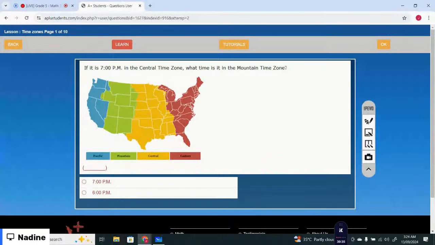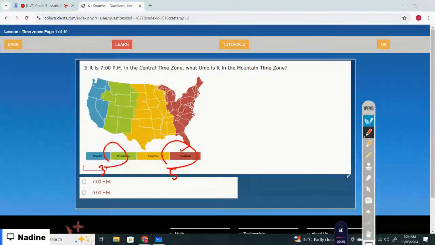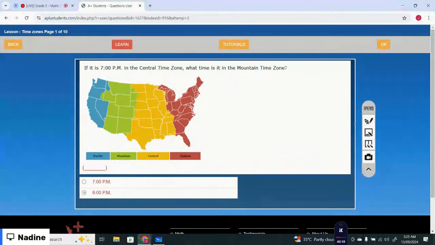Okay, if it is 7 p.m. in the central time, what time is it in the mountain time zone? Okay, so you have 7 p.m. in the central time zone. Hold on, here is central. 7 p.m. in central. You have to find what time it is in the mountain time zone, right? So mountain zone is 1 hour behind, right? So if it is 7 p.m. here, then here you have 6 p.m. The correct option is option number 2.